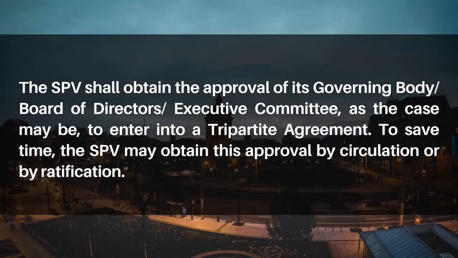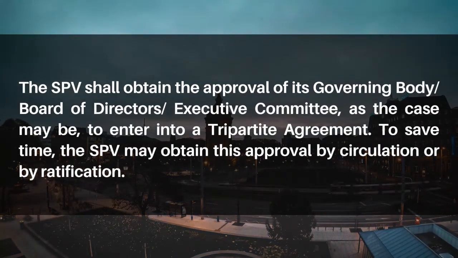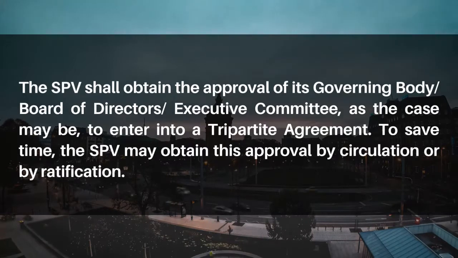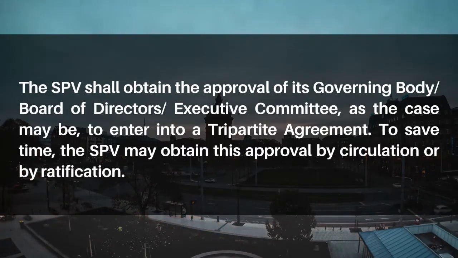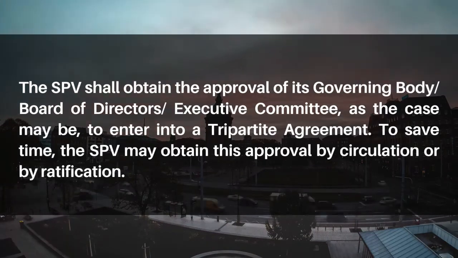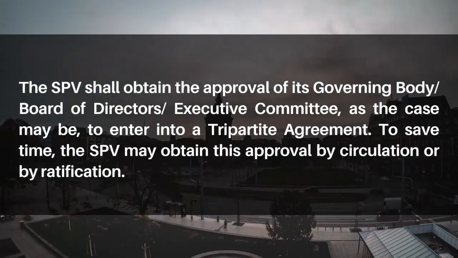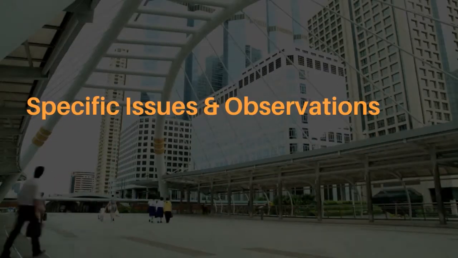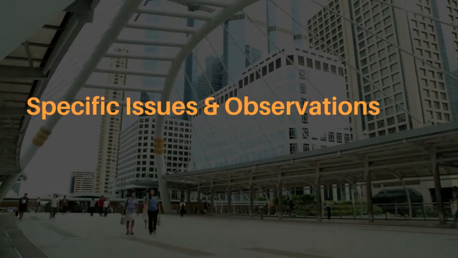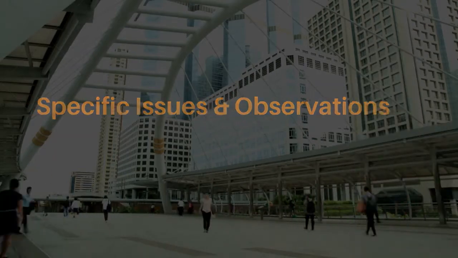To enter into a tripartite agreement, the SPV must first obtain the approval of its governing body or the board of directors or executive committee, as applicable. To save time, the SPV may obtain this approval through circulation or ratification. Let's talk about specific issues and observations based on the agreement.